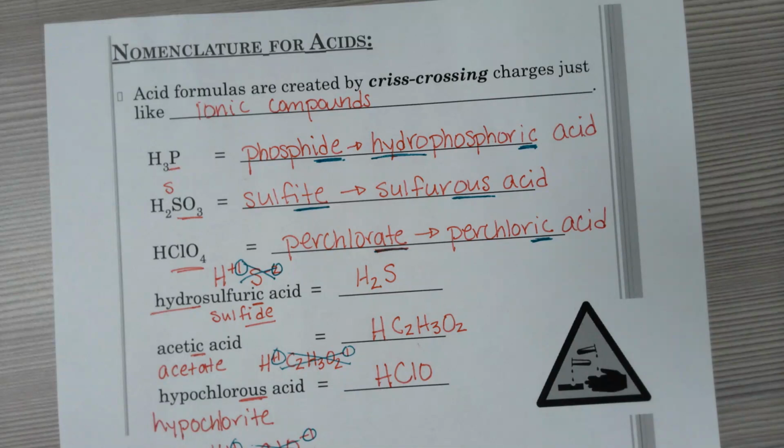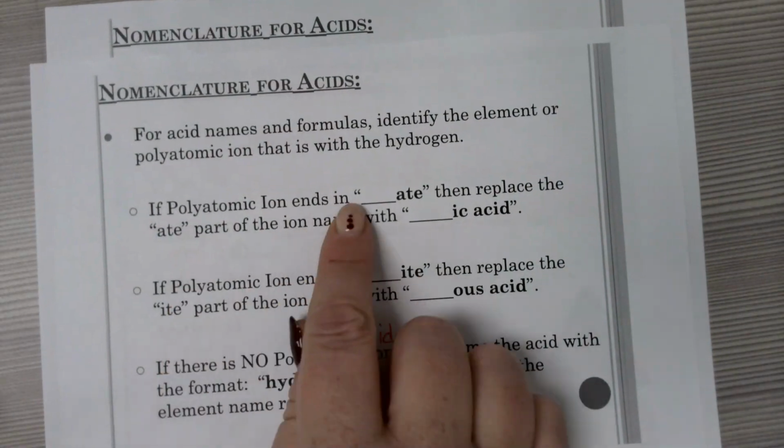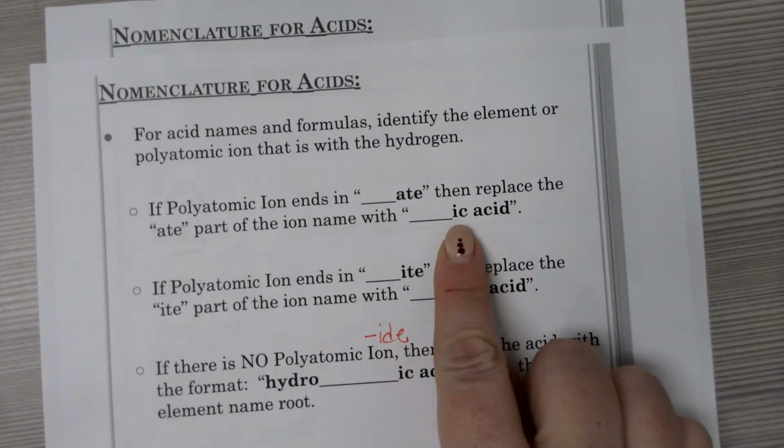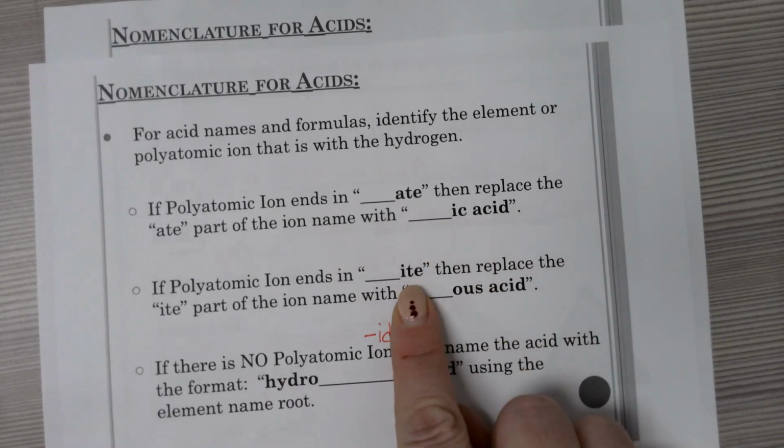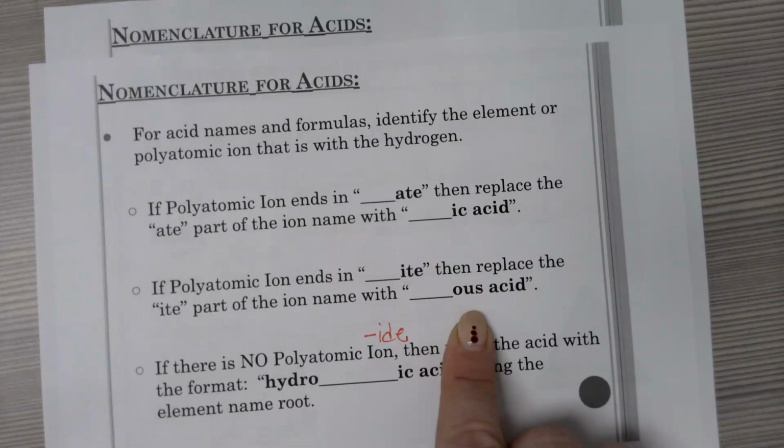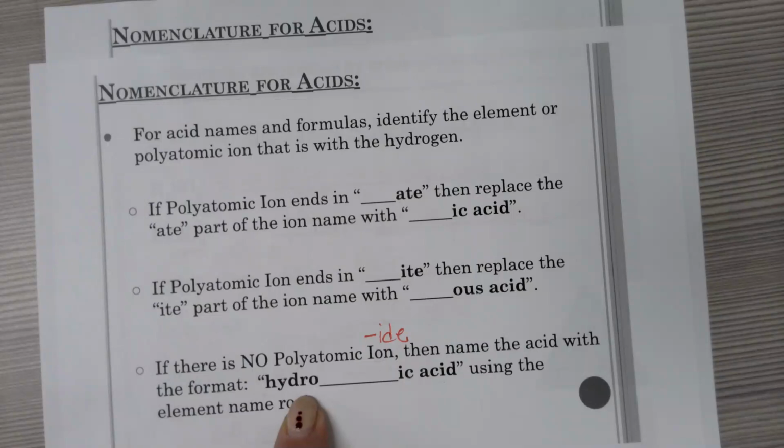So remember on these, it's all based off of the name of the anion that's bonded to the hydrogen. So again, if it ends in ATE, we're going to change that to IC. ITE, you're going to change that to OUS. And then if it's IDE or an element, you're going to put hydro out in front, root of your element, IC on the end.